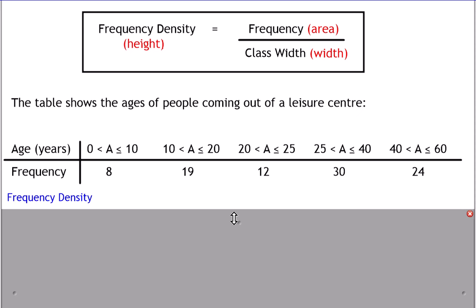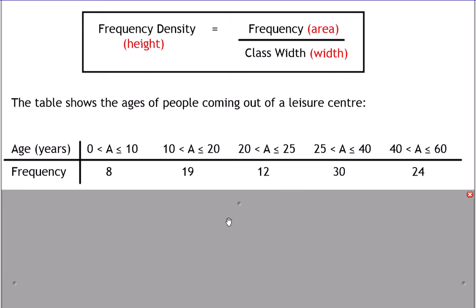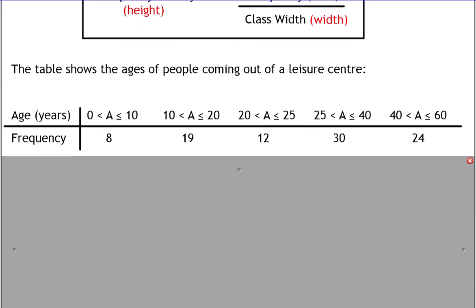Okay, and now I've got a table here which shows the ages of people coming out of a leisure centre, and you can see if you read across it, we've got 0 to 10, 10 to 20, 20 to 25, which is smaller, 25 to 40, which is quite a lot bigger, and 40 to 60, which is really big. That's got a width of 20. Okay, so we've got a width of 10, width of 10, width of 5, width of 15, and a width of 20 on the end. So all of these bars are different widths, which we know happens when you've got histograms.